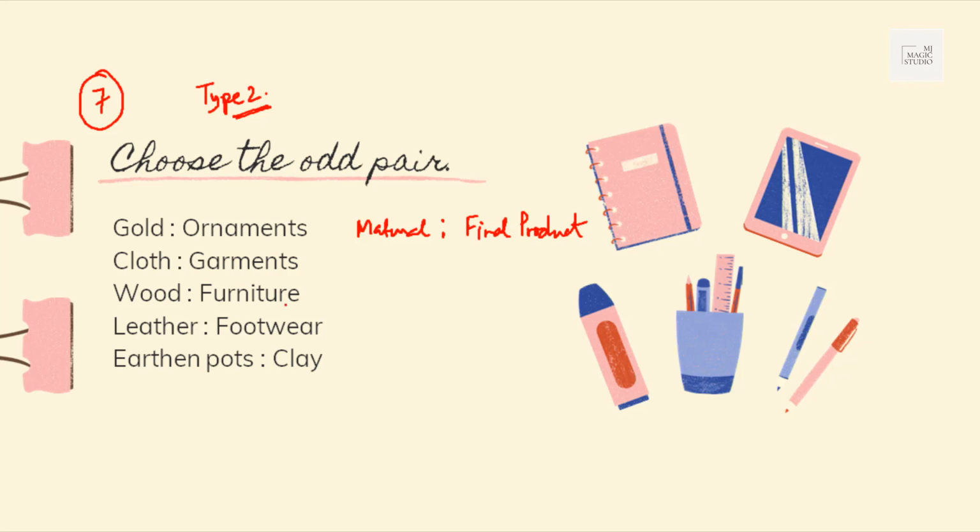Wood is the raw material required to manufacture furniture. Leather may be the raw material required for footwear. Earthen pots are the raw material for clay? No, it's written in reverse order. Actually, it should be clay and then earthen pots. So that means these four are correctly written, in the way that first the raw material is written and then the product which can be produced with the help of this raw material is given. But the fifth one is written in reverse order. So the fifth one, option E, is the odd pair which should be out.